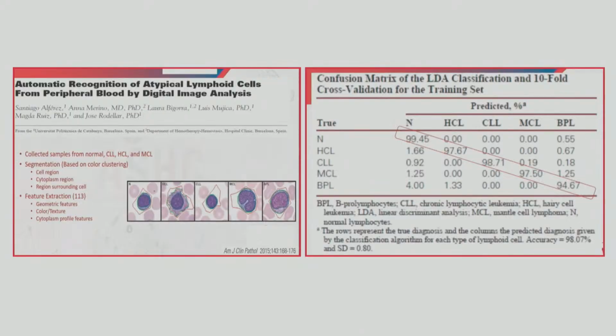There is one paper from a group which studied categorizing atypical lymphoid cells on peripheral blood using image analysis. When they compared manual microscopy and flow with the AI, the accuracy was lying between 94 and 99 percent, which is acceptable.